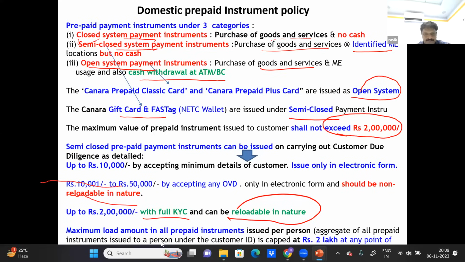Maximum load, maximum for all prepaid. For example, he is having one gift card, one FASTag, all are prepaid cards, Canara Prepaid Classic, everything including aggregation also. As per Reserve Bank of India rule, all prepaid cards aggregating should again be 2 lakhs. So 2 lakhs is the answer for anything.